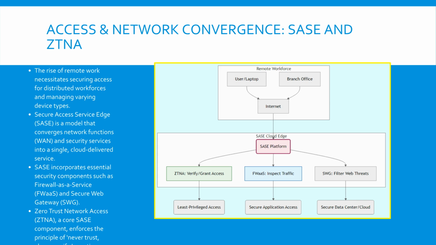This network diagram illustrates the SASE cloud architecture and its key security functions for remote users. Individual users and branch offices connect via the internet directly to the SASE platform, which is delivered as a cloud service. Inside the platform, several functions work together. ZTNA verifies the user and device, ensuring that only authenticated users receive least privileged access. FWaaS inspects all the data traffic, acting as a powerful cloud firewall. SWG filters web threats to ensure safe application access, protecting both the corporate data center and cloud resources. This model simplifies management by consolidating these critical network and security tools into one cloud-delivered service, providing consistent protection regardless of the user's location or device.